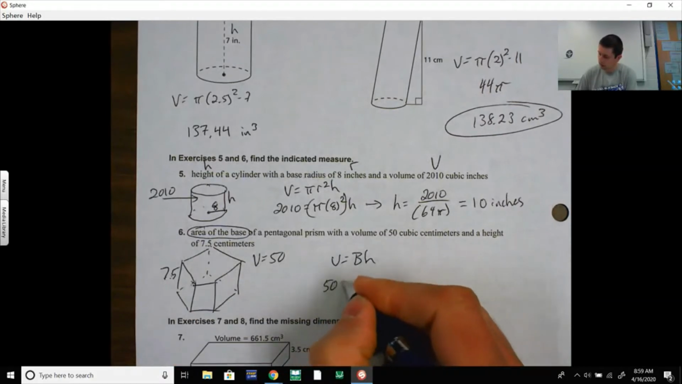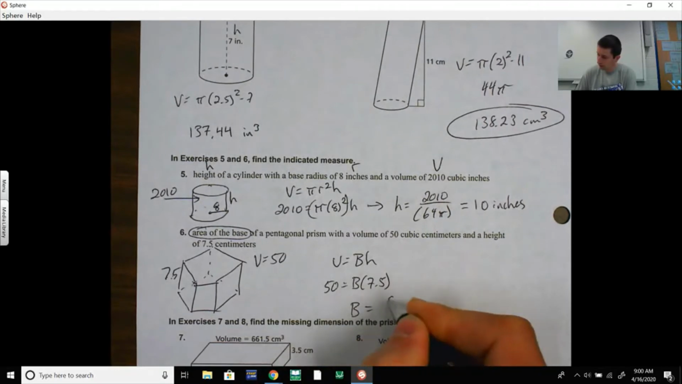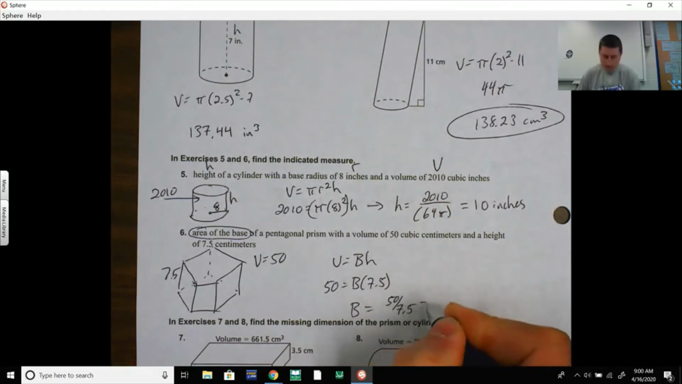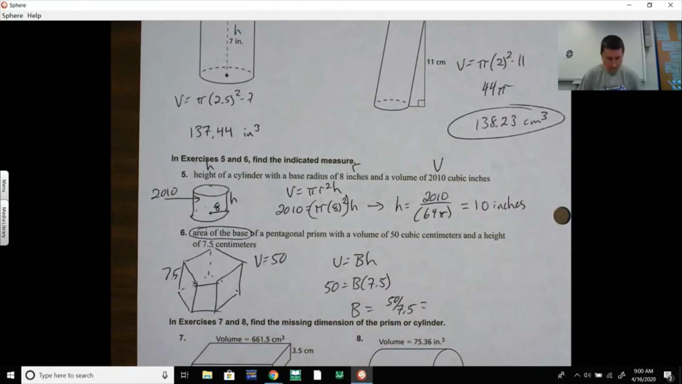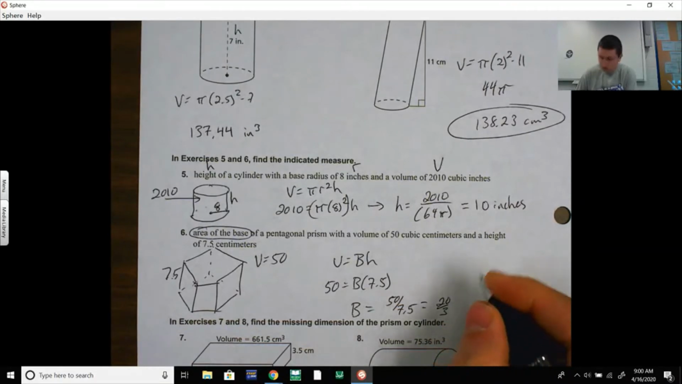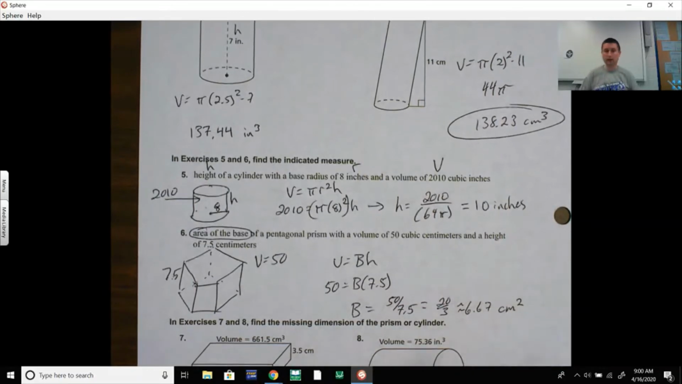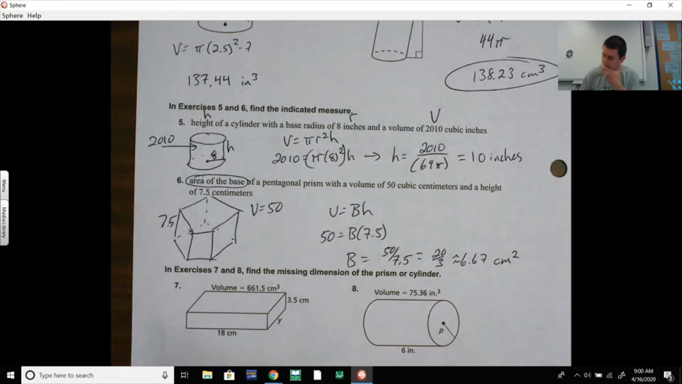So 50 equals B times 7.5. So B is going to equal 50 divided by 7.5, which is 20 over 3. Okay, probably round to the nearest hundredths, so that's about 6.67 square centimeters. They want the area. Area is units squared.